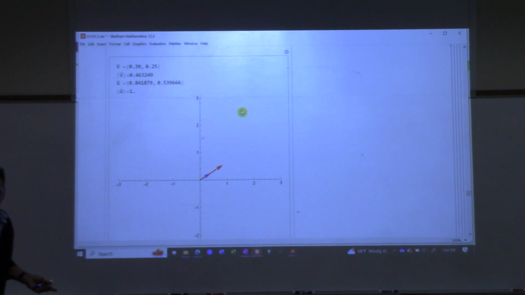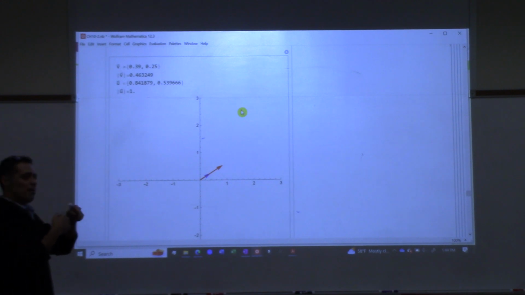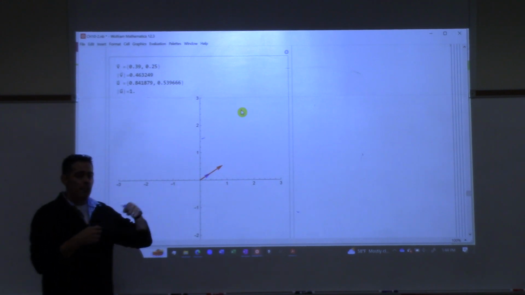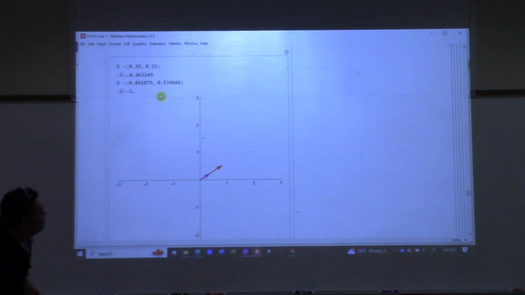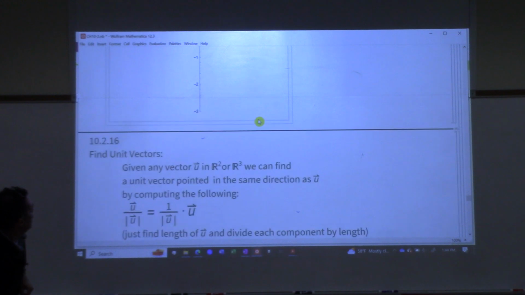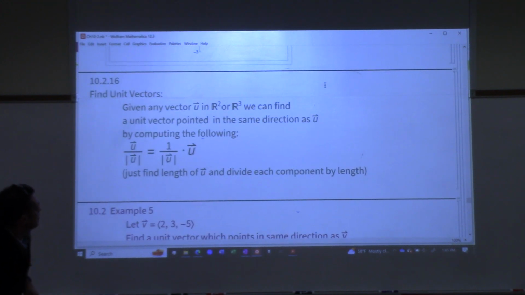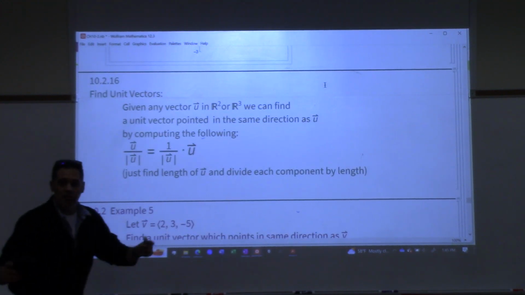Yeah, right? So can we find it? Like if someone gives us a vector, can we find a vector that points in the same direction but has a length of 1? Right? That seems like a reasonable question. Can we find, given the blue vector, can we find the red vector? And the answer is yes. All we have to do is scale it, right?